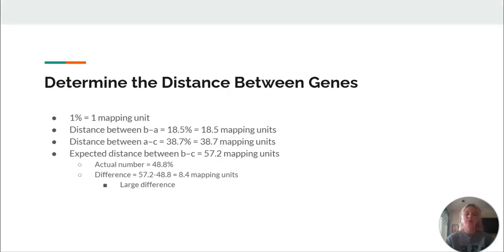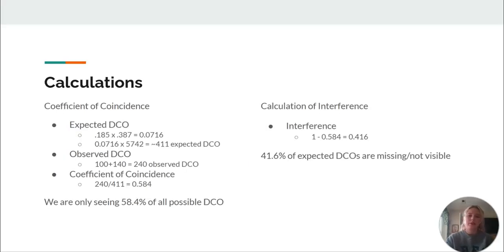This means that 1% of recombination is equal to 1 mapping unit. So that means the distance between B and A genes is 18.5 mapping units. The distance between A and C is 38.7 mapping units. And the expected distance between B and C is 57.2 mapping units, because if we add those two, we should get the total of 57. However, the actual number we receive is 48.8 mapping units. This is a large difference of 8.4 mapping units, but we're going to look at the coefficient of coincidence and the calculation of interference to conclude whether or not this is accurate.